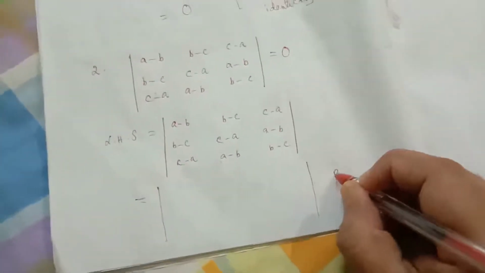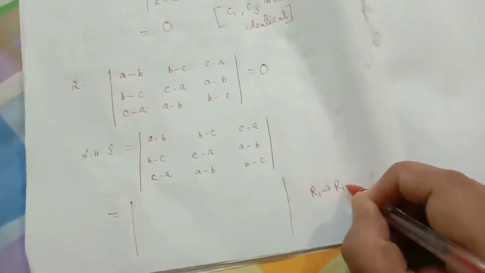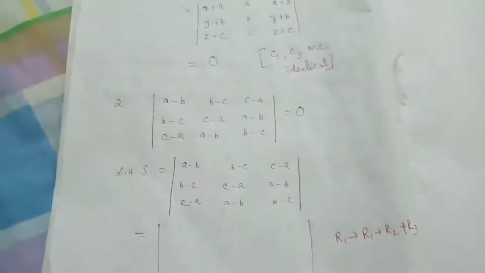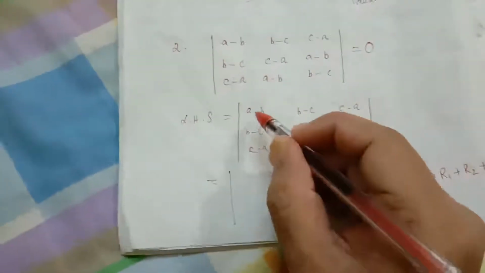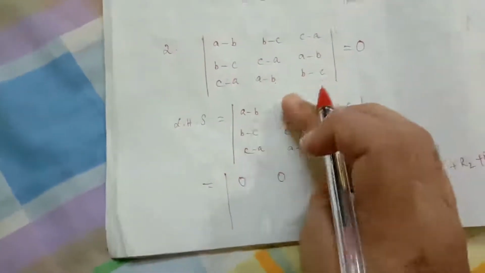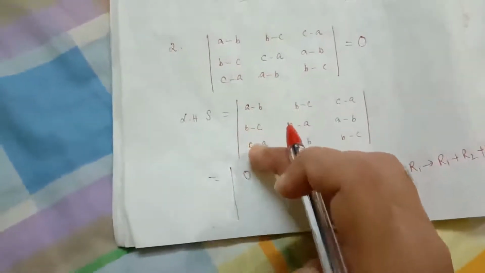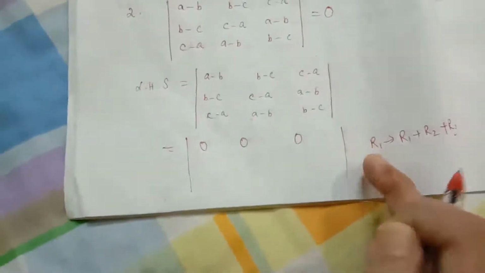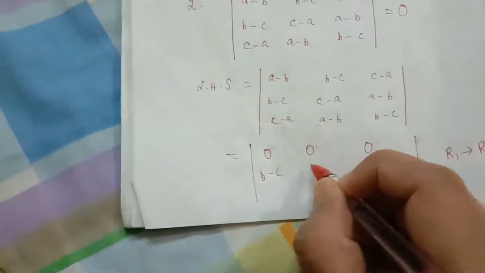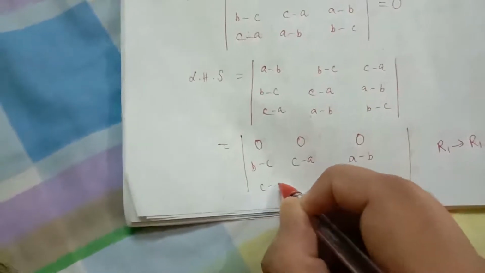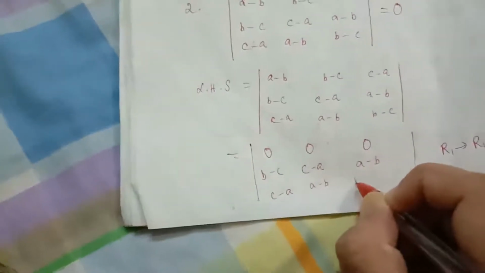So let us replace R1 by R1 plus R2 plus R3. Now if we add these three, this will become 0, this will become 0, this plus this is 0, this plus this is 0. We have replaced R1, so the other two rows will be unchanged: b minus c, c minus a, a minus b; c minus a, a minus b, b minus c.